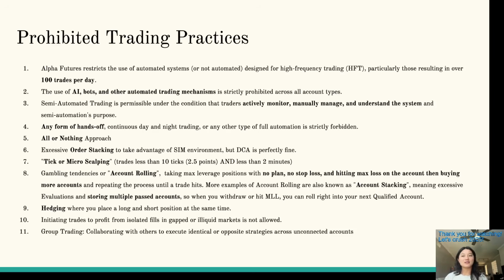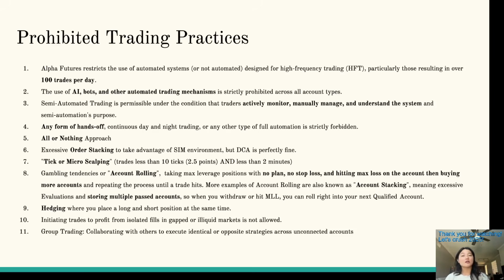So pretty much everything that is not having you on the charts actively and manually being able to monitor your things is not allowed. But if you are sitting there at your computer, being able to move things around and are moving things around with your automated system, you should be okay.